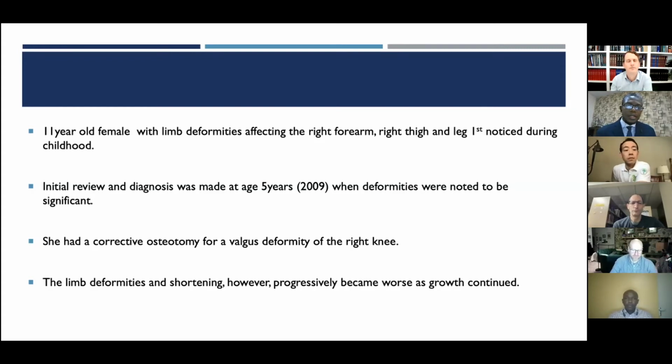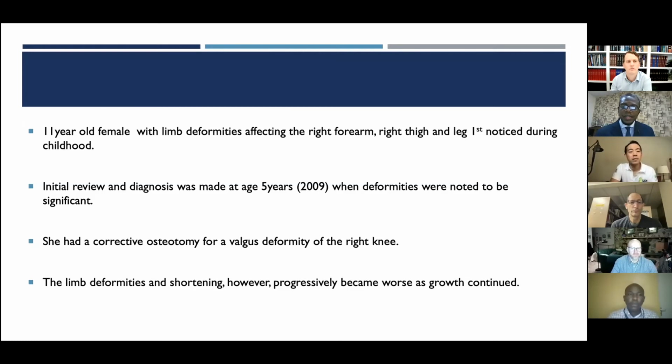So the girl is an 11-year-old with limb deformities that affected the right forearm, right thigh, and right leg from childhood. The initial review and diagnosis was made at age 5. That was in 2009 when the deformities were noted to be quite significant. She had a corrective osteotomy then for a severe valgus deformity of the right knee. However, the limb deformities and shortening progressively became worse as growth progressed.